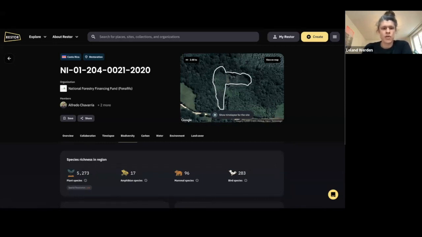And you also, through this, get access to really high resolution satellite imagery. So you can see, like this image here, what's going on the ground. And also there's time lapses. You can see what's happened in the past.